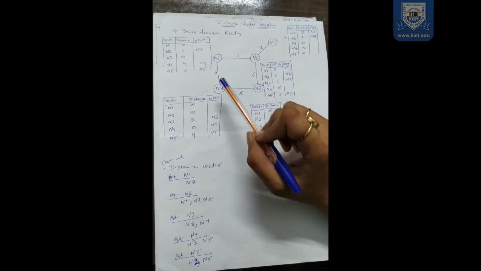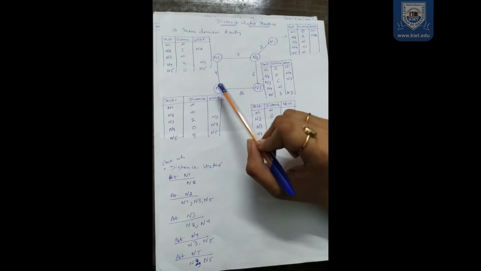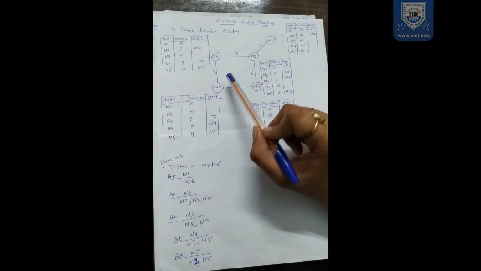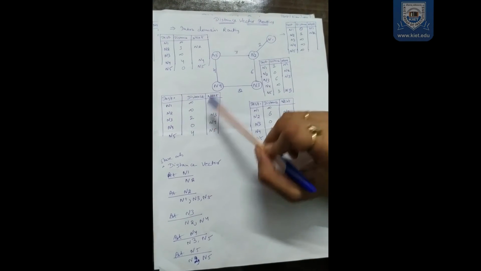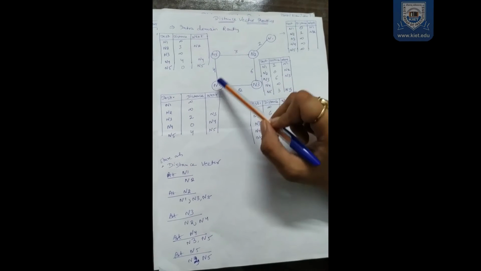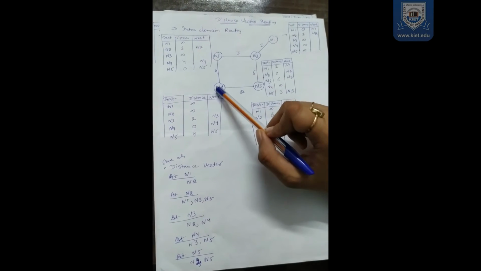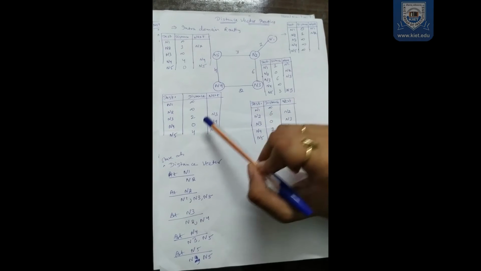So similarly, it will create the routing table for N4. The distance between N4 to N1 is infinity, N4 to N2 is infinity, N4 to N3 is 2, N4 to N5 is 4, and N4 to N4 is 0.